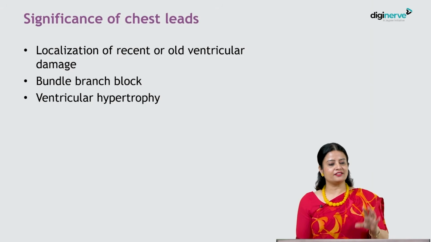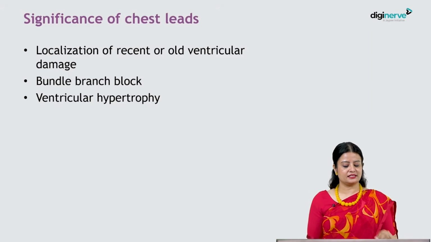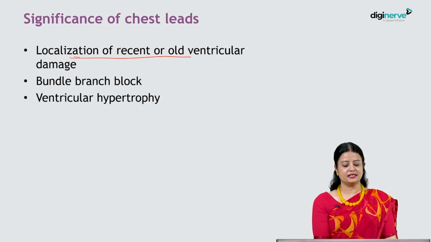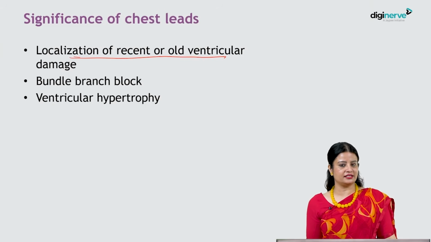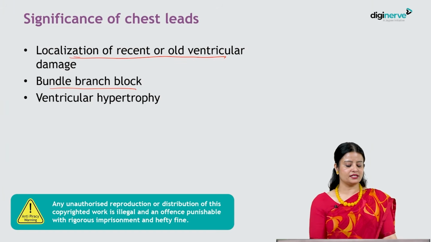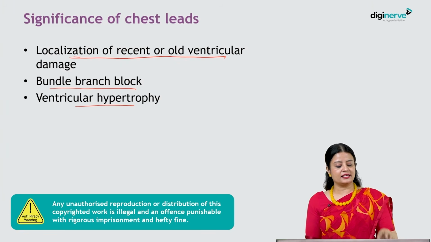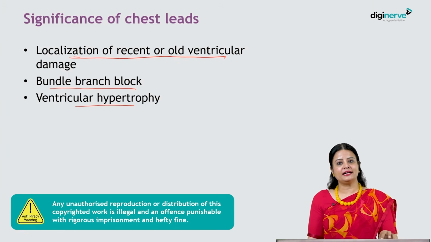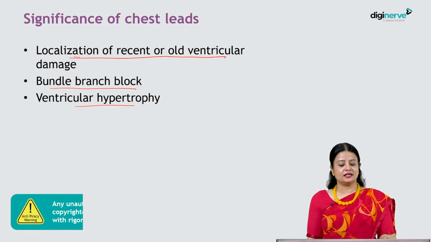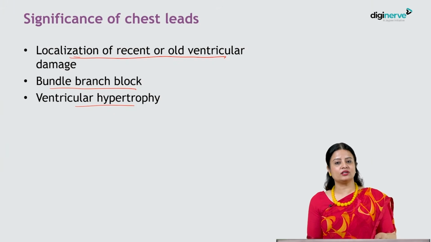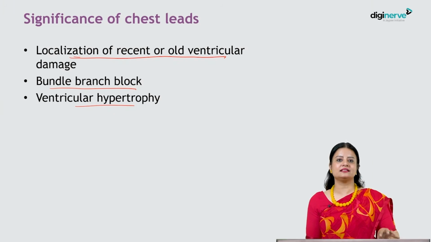Now, what are the significance of the chest leads? It helps us in localizing the recent and old ventricular damage. It helps in diagnosing bundle branch block and ventricular hypertrophy. The details of all these things would be taken up by the medicine department. It is currently beyond the scope of physiology to discuss all these changes in detail.